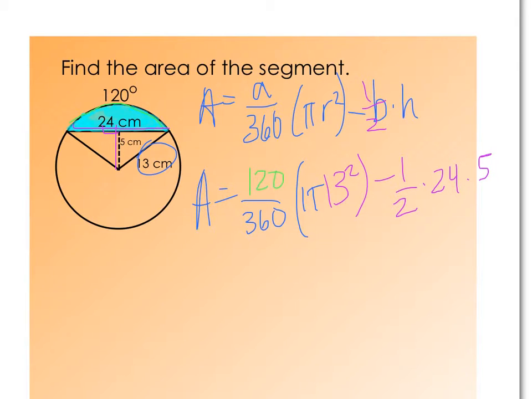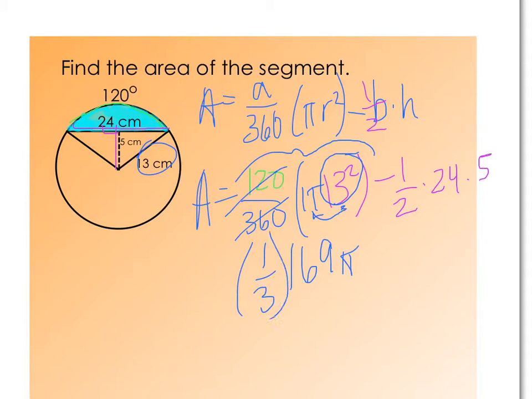Now, usually we do the exponents first. So we're going to take a look at this and change that into 169. And I'm just going to change the order of the parentheses here and get rid of the parentheses. And I can do that because in this term, all I have is multiply. I'm going to change 120 over 360 to 1/3. Then I can do 1/2 of 24, which is 12. And I know that 12 times 5 is 60.